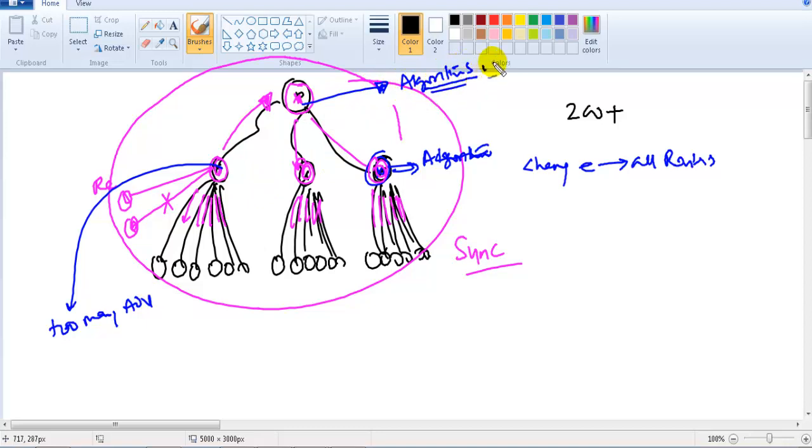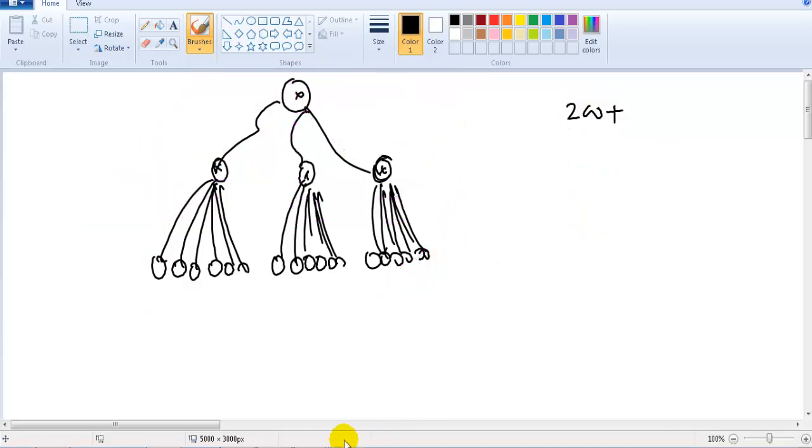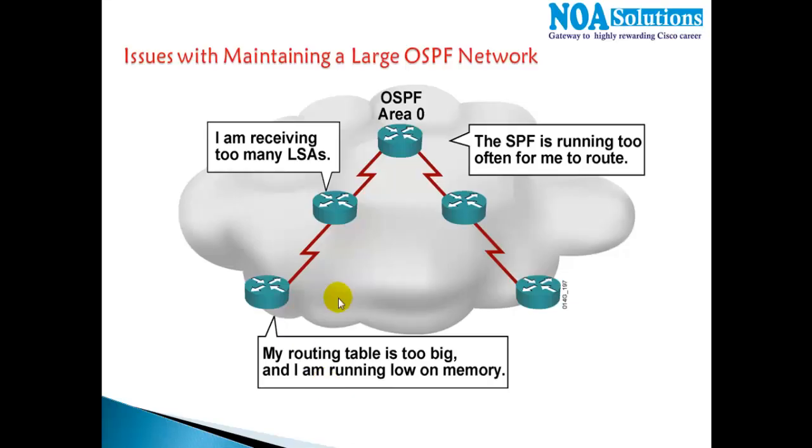Because every time there is a change in the database, or a change in the best routes, it has to run some algorithms and then recalculate the best routes. That's something that generally happens in big networks with OSPF. Now these are some of the general problems OSPF faces when it comes to big size networks.